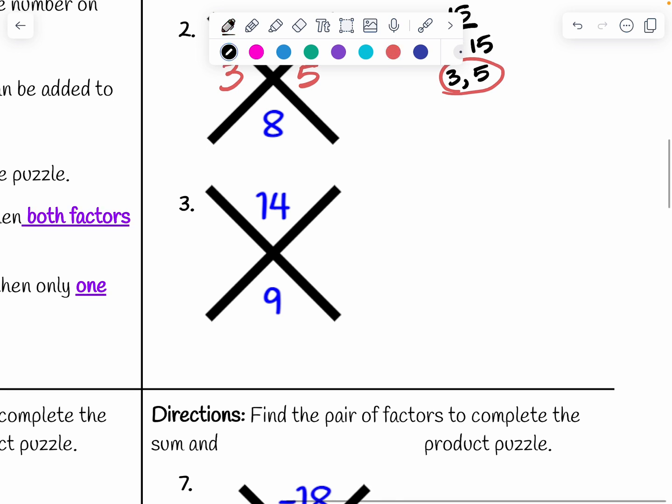Number 3, 14. So we have 1 times 14. 2 times 7. 3 is not a factor. 4 is not a factor. 5 is not a factor. And 6 is not a factor. So which of these two add up to 9? That would be 2 and 7.